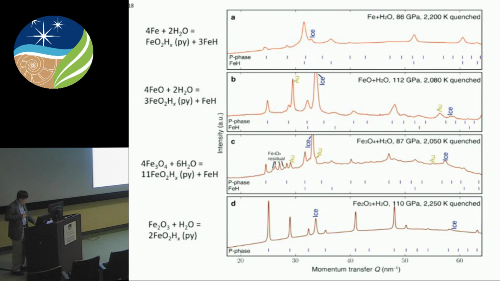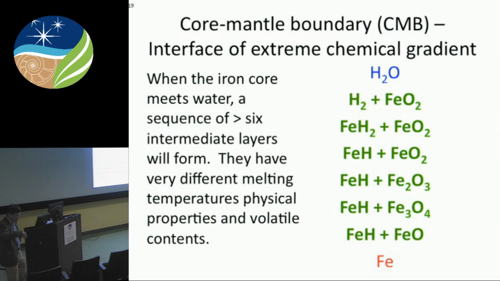Okay, so at the core-mantle boundary, if you drip water down there, what will happen is the first touch with iron, you form this, then form this, this, this, this. You have many layers. If you have limited water, eventually the water will be used up, and you only end up with this. But if you continuously have water flowing down there, you will form all of this, up to the one we observed, like hydrogen plus FeO2, like this Goethite experiment. So it depends on which one you stop at first.